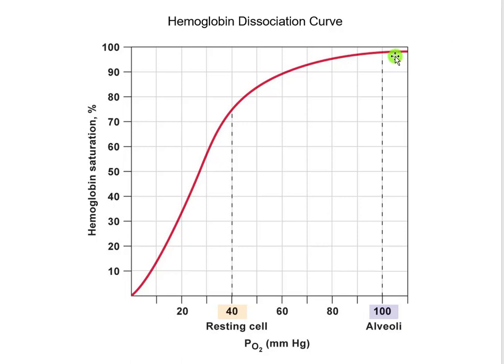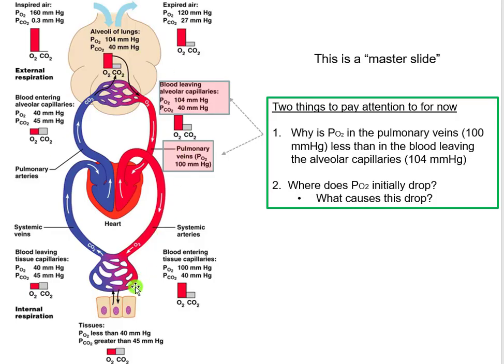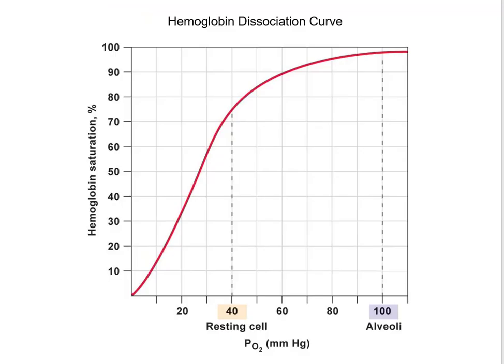Now, here's the interesting part. When you go down to the resting cell, in other words, when I come down here to the resting cell, it has a PO2 of 40. I know it says less than 40. We'll get to that at another point, but let's just say it's 40. When the PO2 is 40 here, hemoglobin is going to unload oxygen. Well, what is the hemoglobin saturation when you have a PO2 of 40? Right over here. There's the PO2 of 40. What is the hemoglobin saturation?